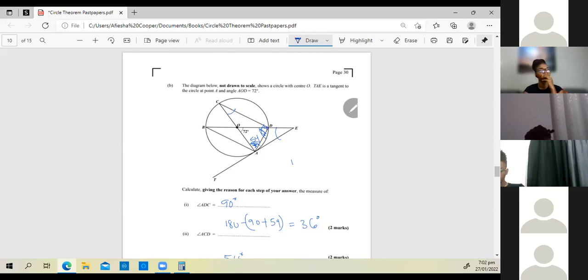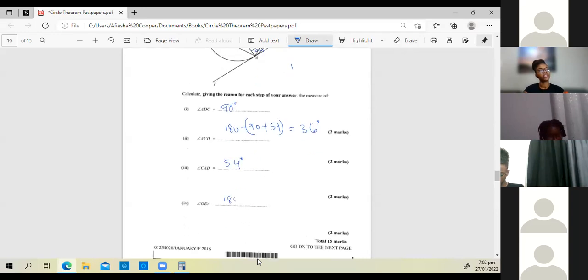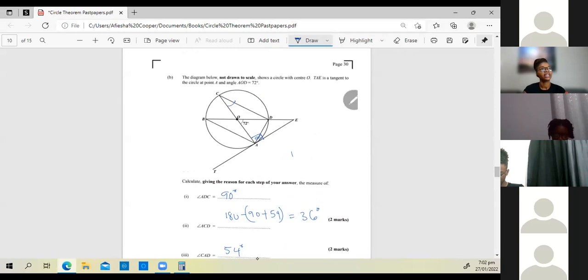Miss, a tangent and a radius form 90 degrees, right? So OAE is 90 degrees. So that's a right angle triangle. And 72 degrees is in that triangle. So I said 180, subtract 90 plus 72 and got 18. So this is 90 degrees, 90 plus 72. So 180 minus 90 plus 72, which is 18 degrees. So we look at it, to find it, this is our triangle here.